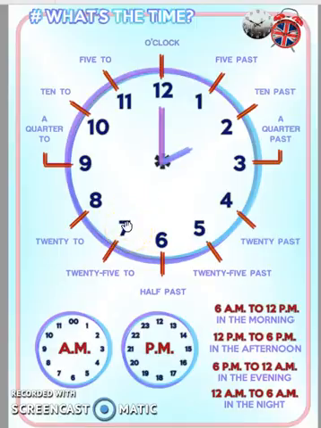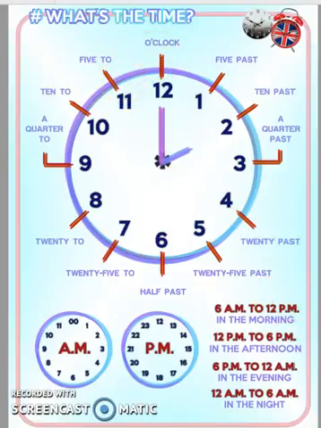2:35, 2:40, 2:45, 2:50, or 2:55. So that means that there are 5 minutes to 3.